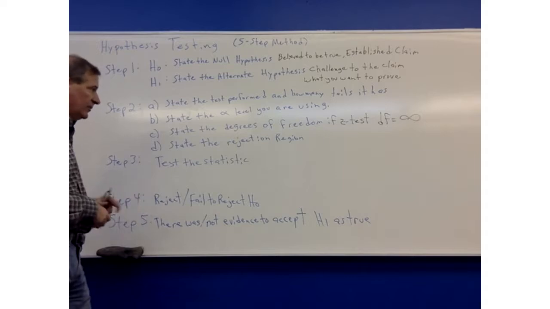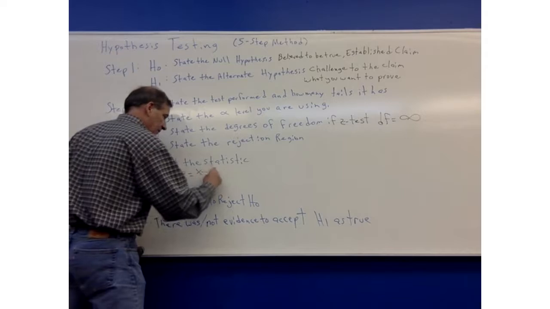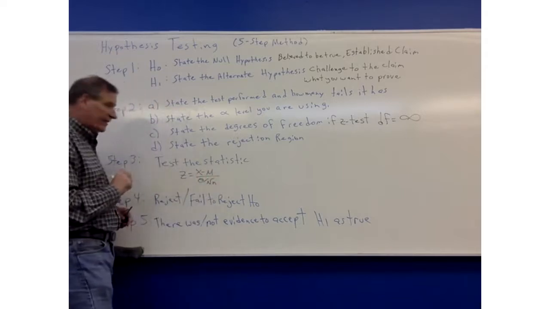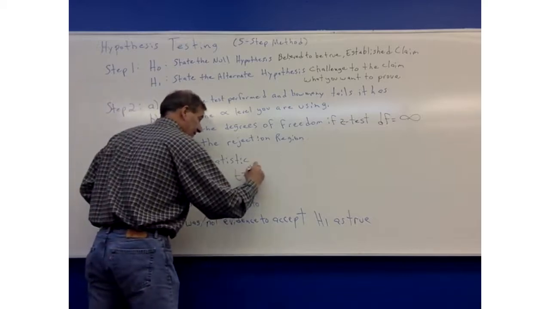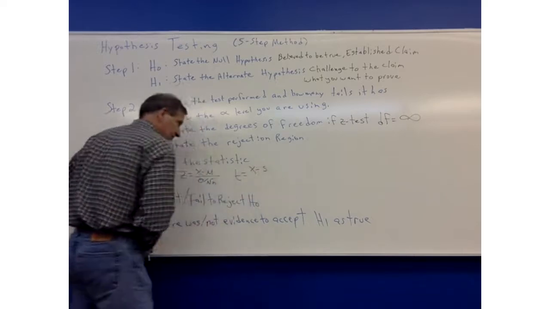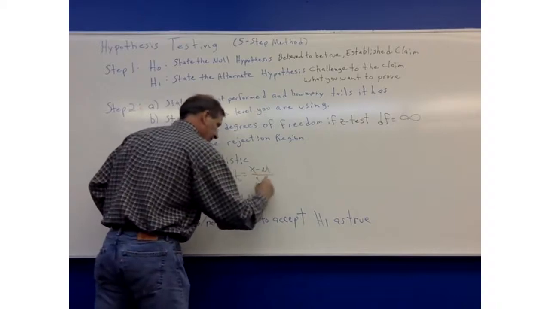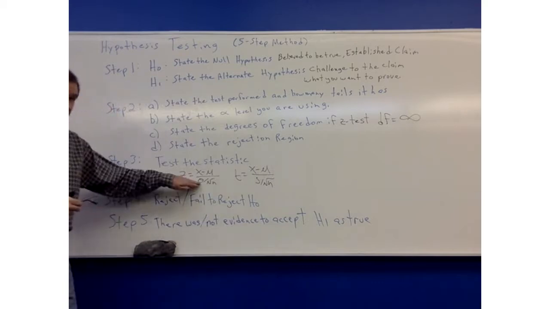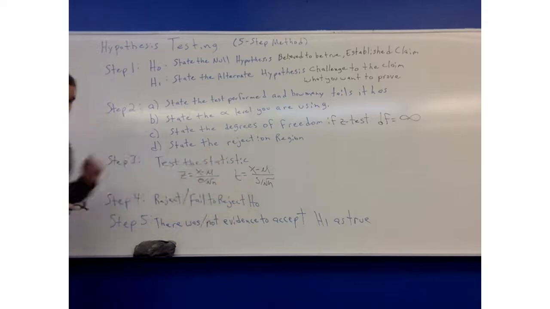The test statistic is going to be one of these two forms. Z equals x minus mu over sigma over the square root of n, which I've already shown in the last video. Or if you're working a t-test, it's x minus mu over s over the square root of n. The difference here is you have population standard deviation versus sample standard deviation.